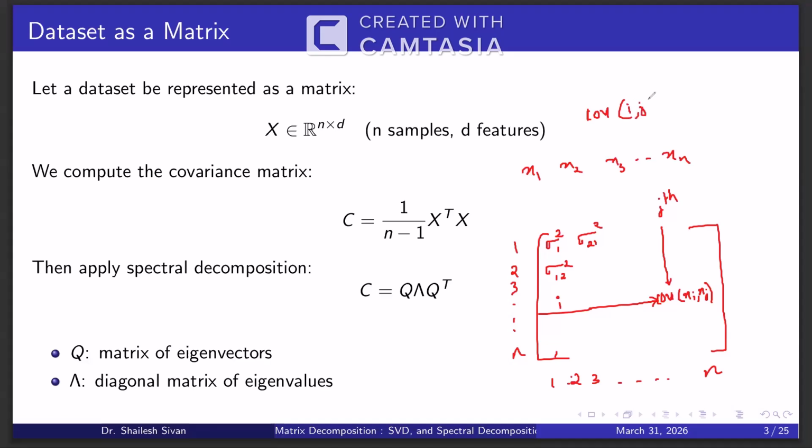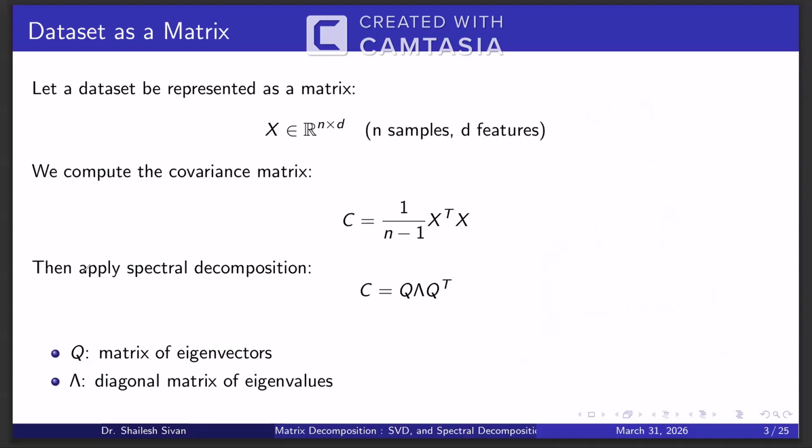I, j. Okay. So we compute the covariance matrix. The covariance of a data set is actually giving the idea about how much each feature is deviated from the other feature. Is that clear? How much each feature is deviated from the other?